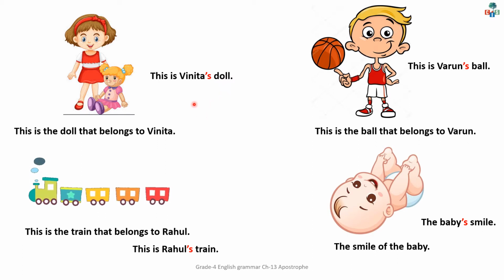The doll belongs to Vinita. So at that time, who is the owner of this doll? Vinita. Who is the owner of this ball? Varun. So when something belongs to someone, at that time we can use an apostrophe mark followed by an S to shorten the sentences. Okay.